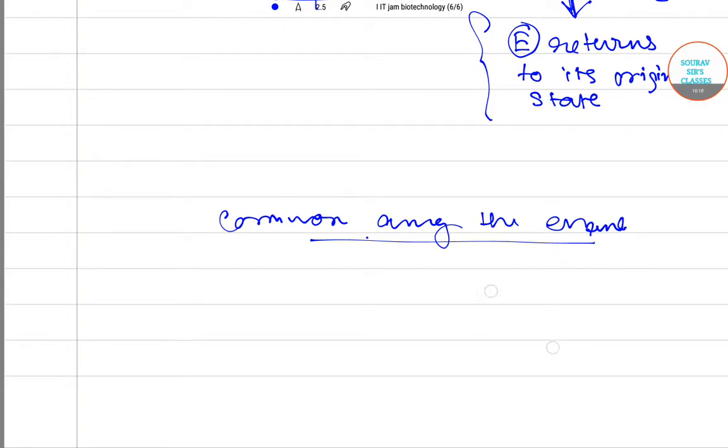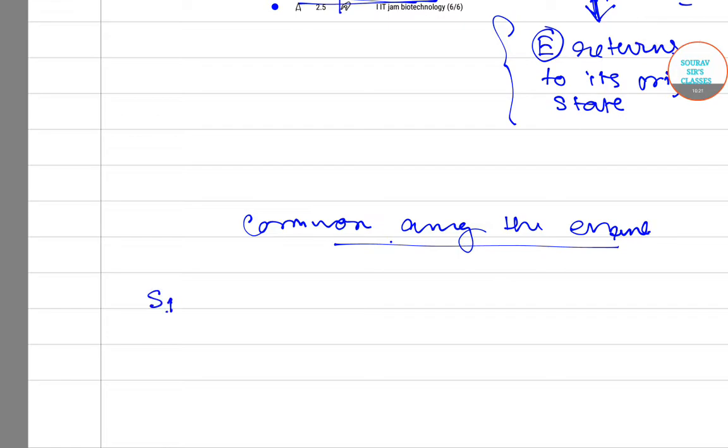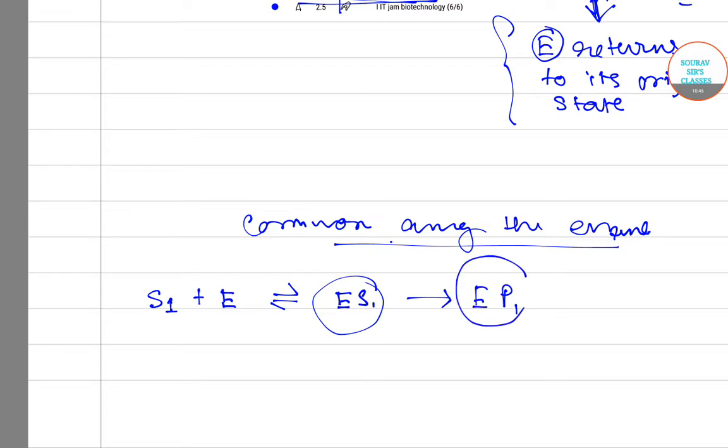Suppose this is substrate 1 that is reacting with a specific enzyme, and then it will form the enzyme-substrate complex, the ES1 complex. Then from the ES1 complex, EP1 will be produced. EP1 means product 1 will get produced. From this part, the product will get separated and the enzyme will get separated from this complex. So it will form P1, and from here again we will get a free enzyme.